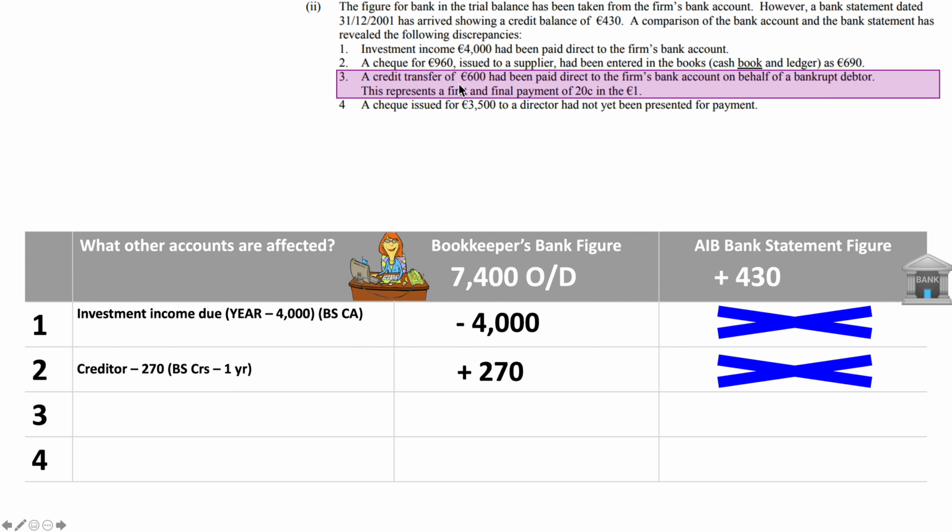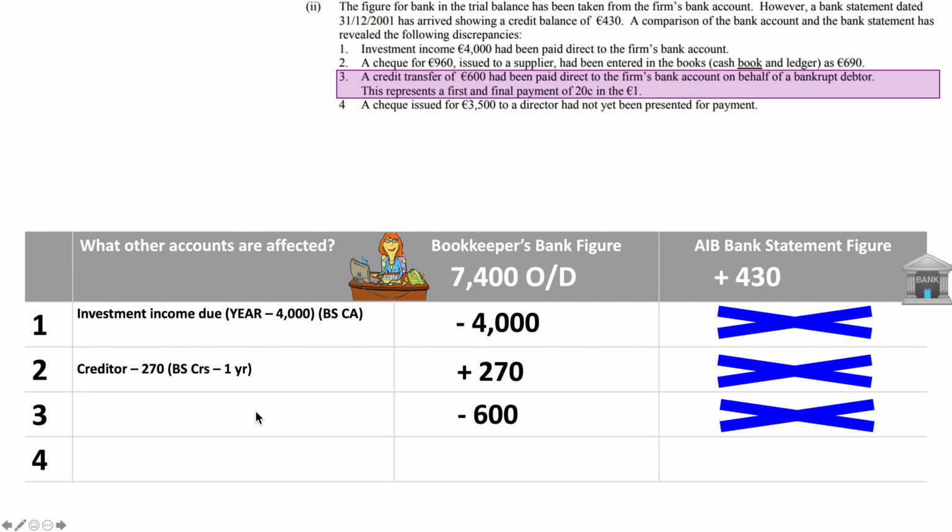Number 3, a credit transfer of €600 had been paid direct to a firm's bank account on behalf of a bankrupt debtor. This represents a first and final payment of 20 cents in the €1. So, credit transfer of €600 paid directly into the firm's bank account. AIB know about that, the bookkeeper doesn't. Alright, so €600 coming into the bank is going to reduce the bank overdraft figure. Now, that €600 was a bank payment on behalf of a bankrupt debtor. This represents a first and final payment of 20 cents in the €1.